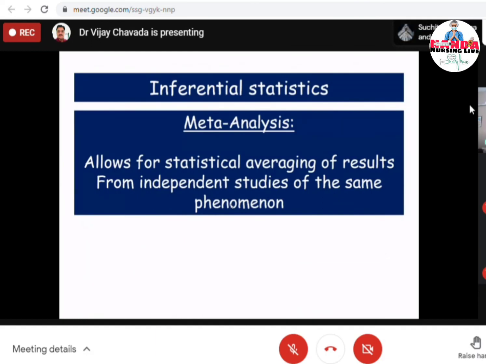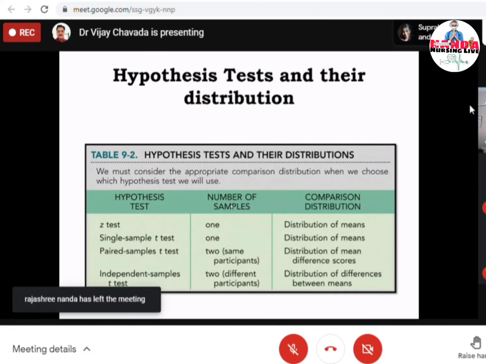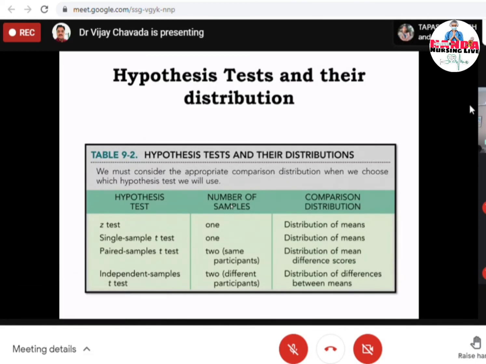And there is something which allows statistical averaging of results from independent studies of the same phenomenon. Now, by and large, depending on the distribution, the hypothesis testing, and the number of samples and groups you have, the test differs. When you have a single sample group and the distribution of the mean is normal, a single sample t-test can be applied. Z-test is in relation with the population, relation with the sample.